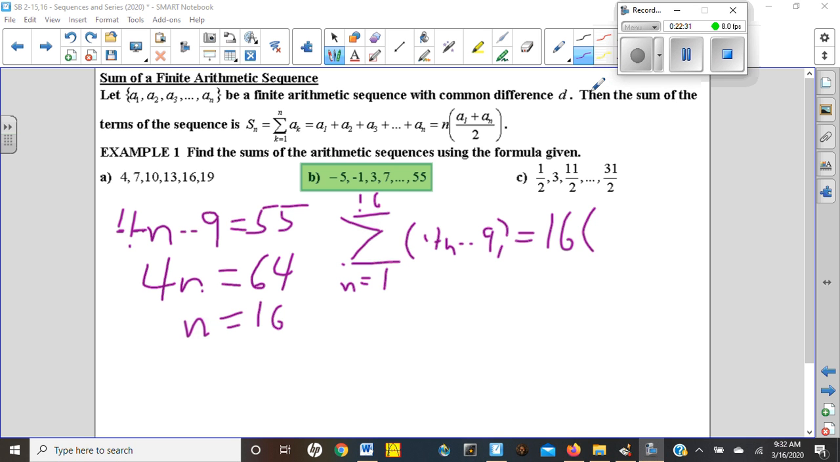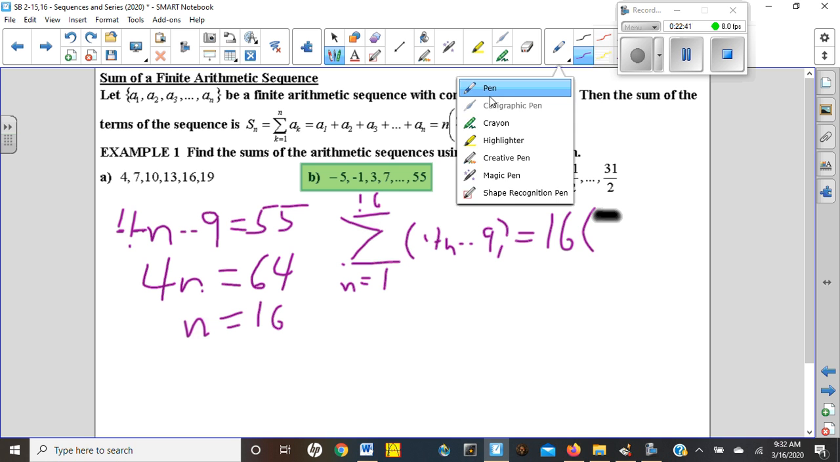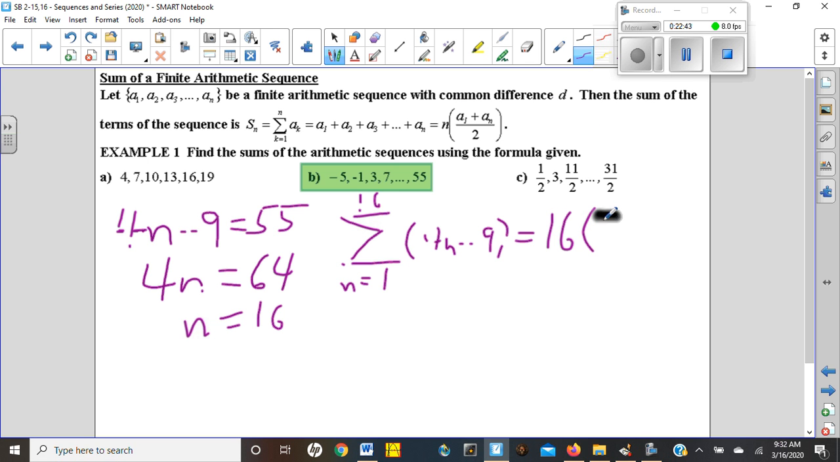And so -5 is what we were looking for there, right? Whoa. Now I've got the wrong pen, right? I better try that one more time. I'll just do it this way. -5. The last term looks like it's 55. And we're going to divide that by 2.